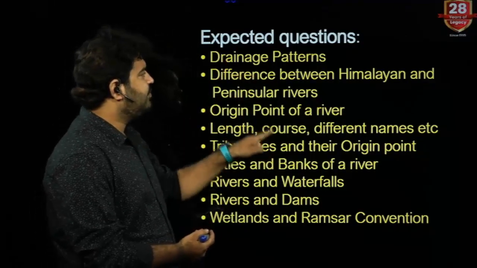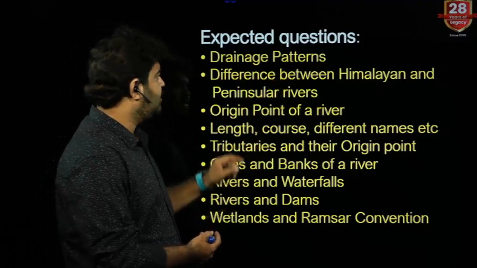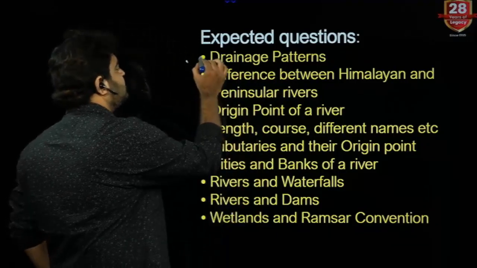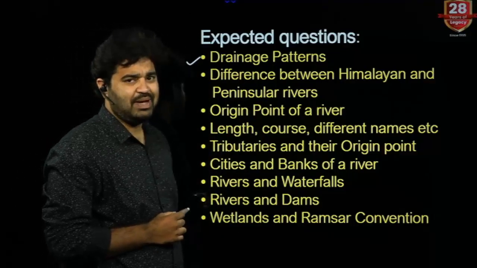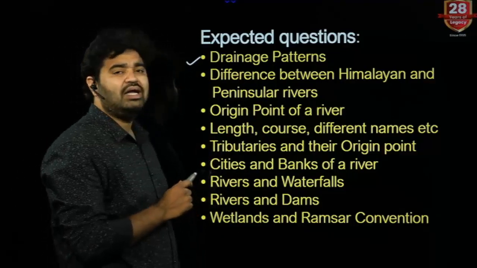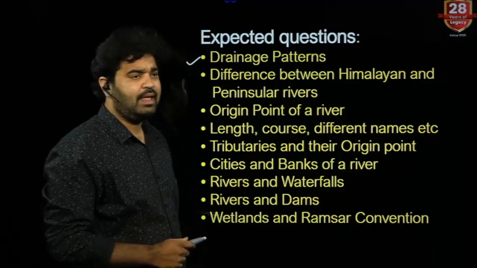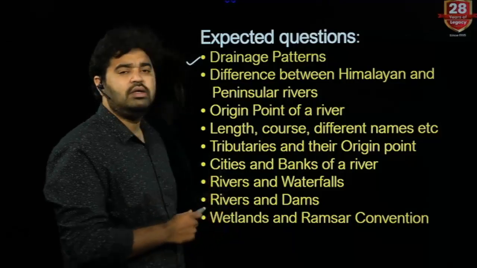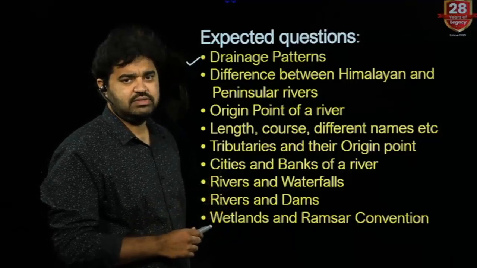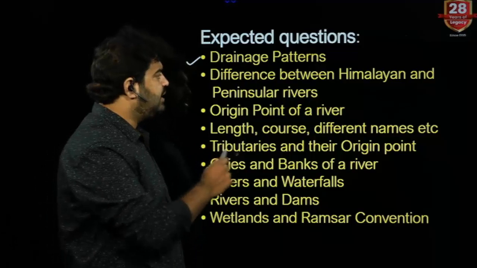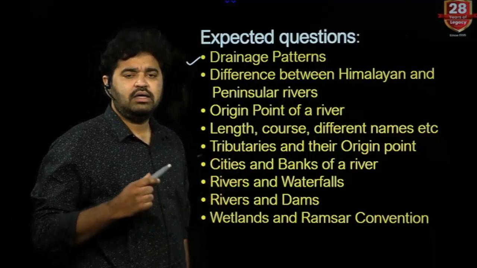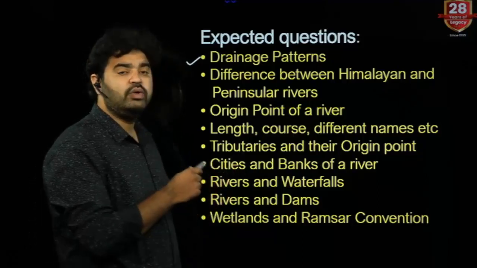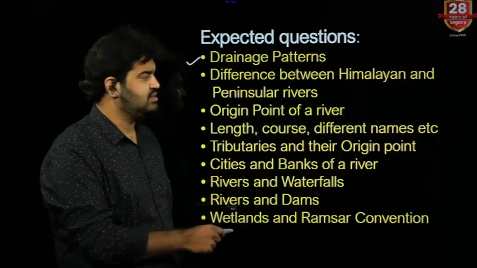From this chapter, the questions we can expect are first, drainage patterns. The most important question from this chapter is drainage patterns. That means what are the drainage patterns that exist in the world and what are the examples. Overall, we have some 12 drainage patterns of rivers, but in India, 3 or 4 patterns are very important for us. So now we are going to discuss those 3 or 4 patterns.